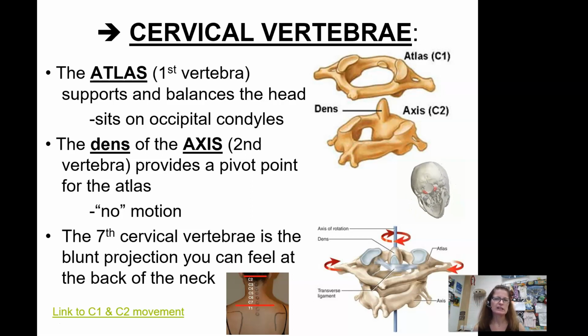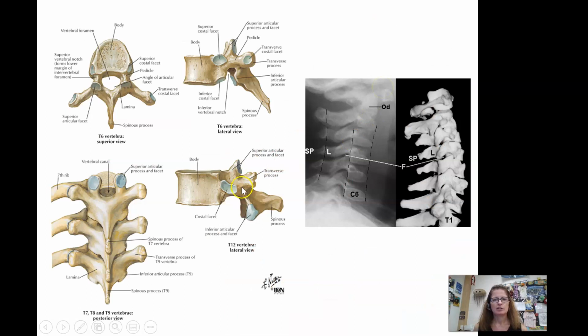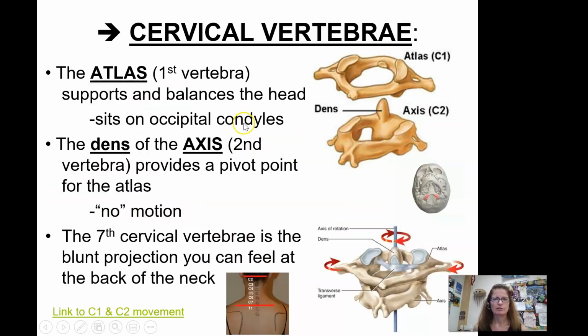So their structure is a little bit different. When you look at these, you're like, that doesn't look like my typical vertebra. No, because these ones have a special job. Your C1 has a very specific name called the atlas bone, and your C2 bone has a very specific name called the axis bone. And you will be held responsible for knowing that the C1 is atlas and the C2 is called the axis.